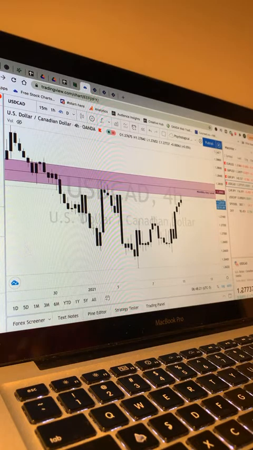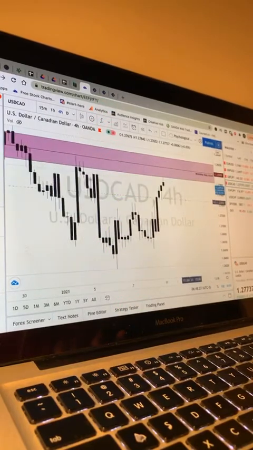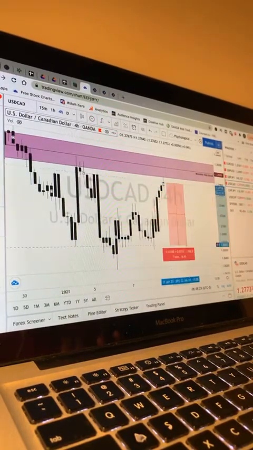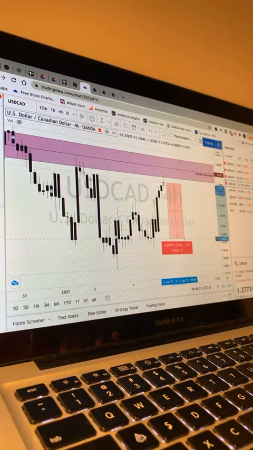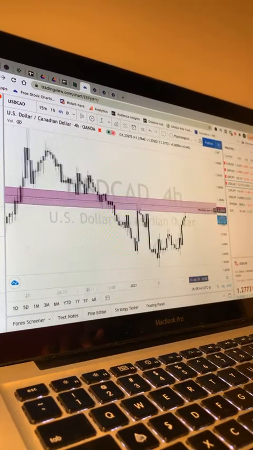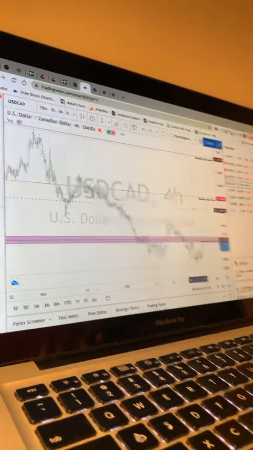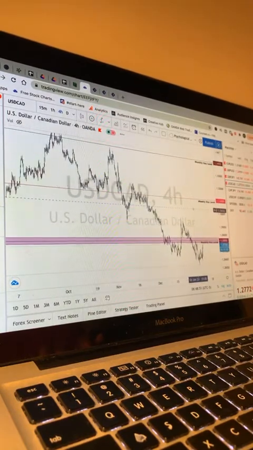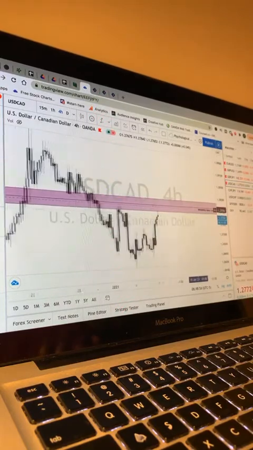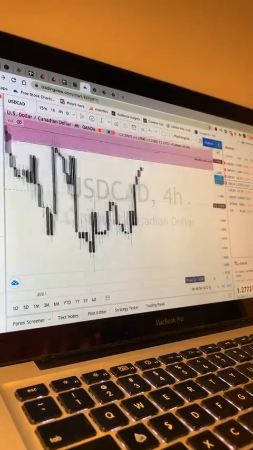Let me see the reward first. That's the risk. And the reward, I would sell it down to 1.2676. So 90 to 100 pips, that's what I would be looking for on USD CAD. And I would be comfortable taking this trade because, like I said, USD CAD has been in a downtrend. So taking sells in a downtrend is like gimme money.